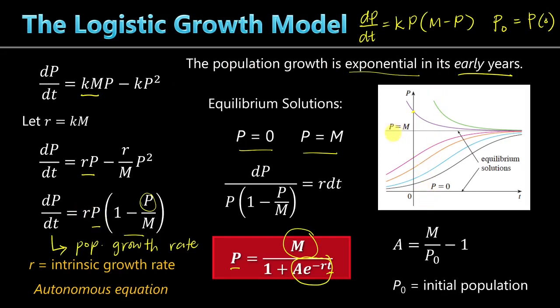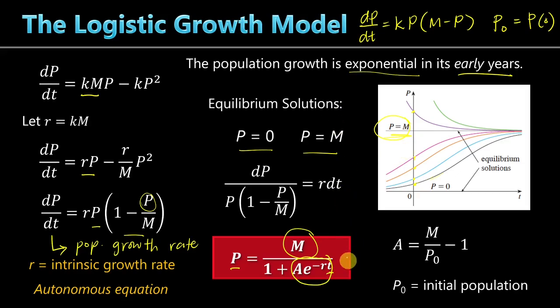Now, kapag naman ang initial value ng population ay less than M, kagaya nito, initially, mag-i-increase siya exponentially, and then, habang tumatagal, hindi na siya exponential. It will approach the maximum value M. Dito, mas mataas yung initial value niya. Dito, mas mataas pa. And here, we have an even higher initial value of P. But in all cases, habang tumatagal, anuman ang initial value ng population, they will all approach the equilibrium solution, which is P is equal to M. Why? Because it is the maximum or the limiting value of the population.